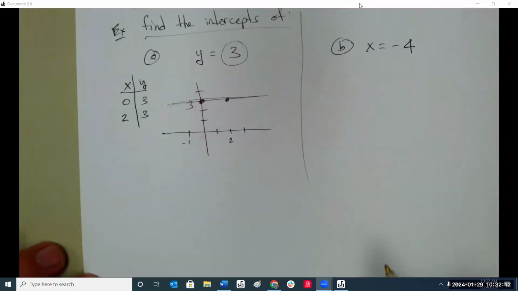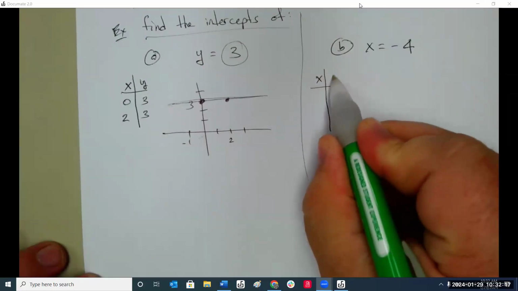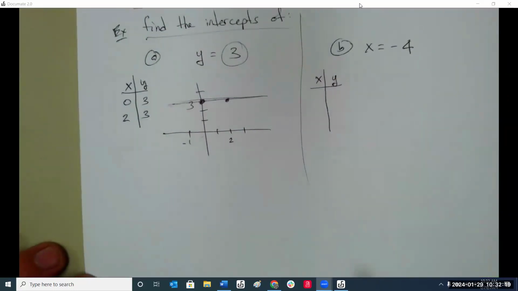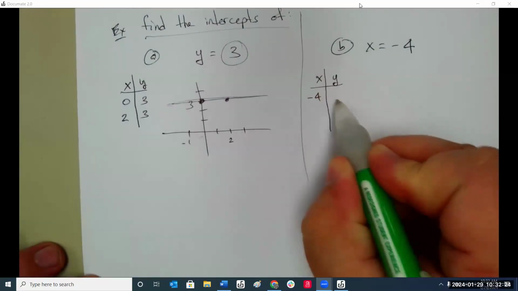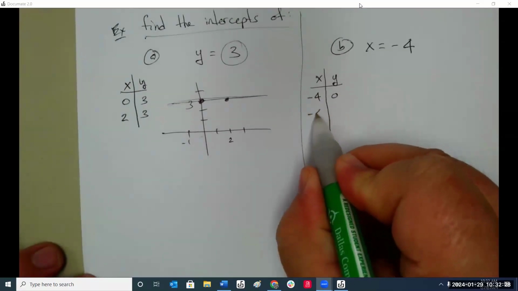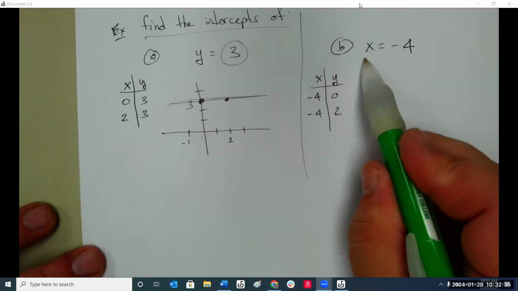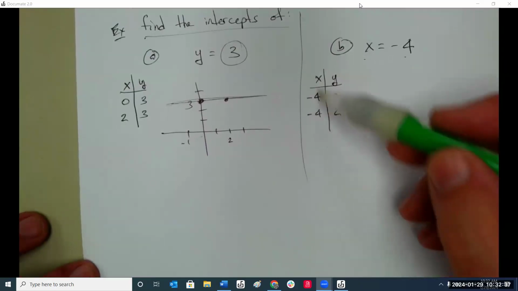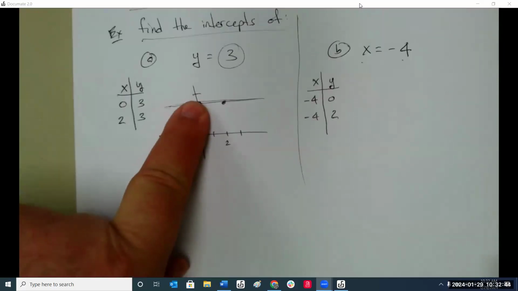Likewise in this one. So when x is -4, y is 0. When x is -4, y is 2. X is always going to be -4. So this column's always going to be -4. What do you think the graph looks like? We just did that.